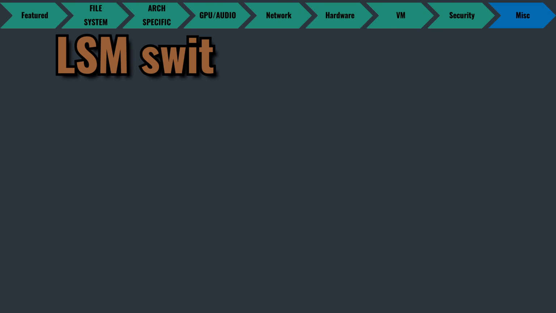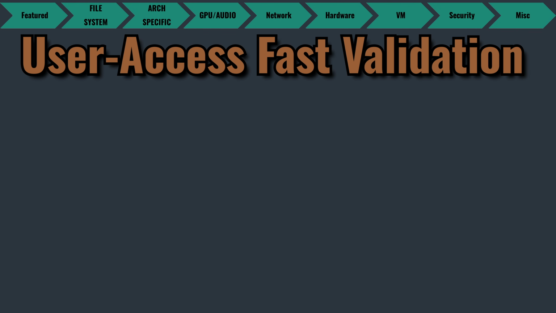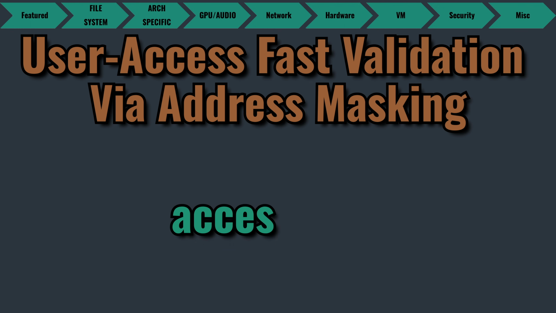Now let's switch to our extras, where Linus added user access fast validation via address masking. So there has always been a command to be able to check if a pointer points to memory that is safe to use, meaning that it's not part of the kernel, that it's not something that you wouldn't want to access. And that command would be access_ok. But since Spectre, well, it's slowed down because it uses conditional branches.